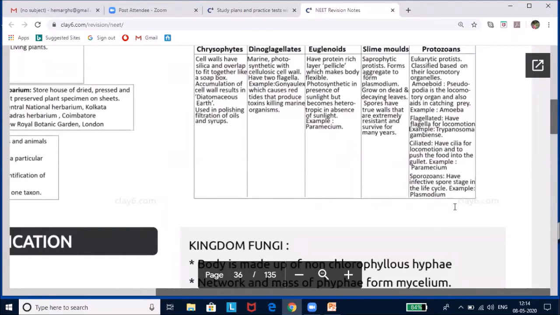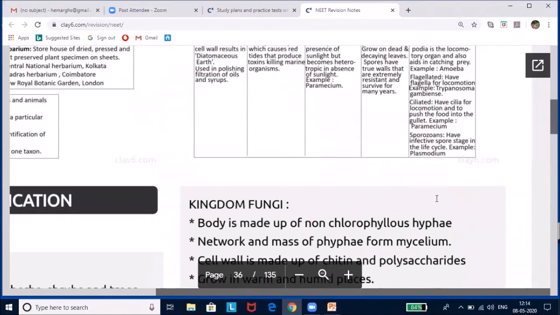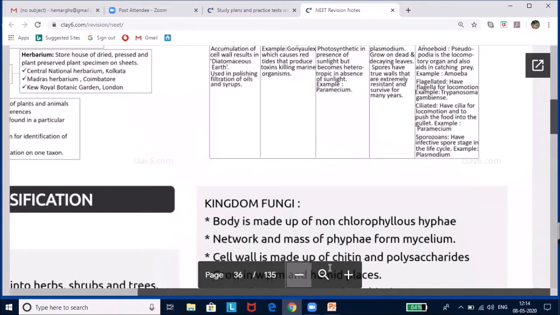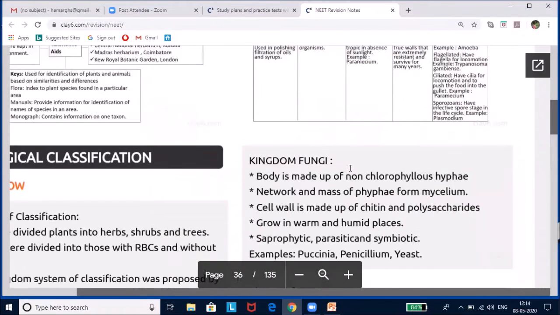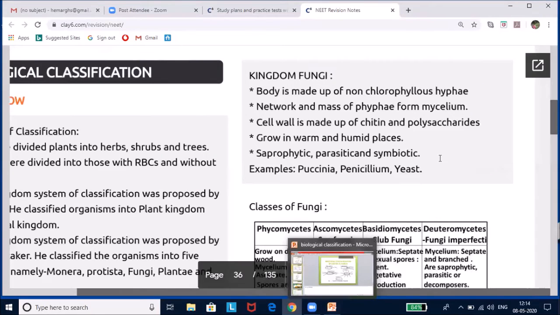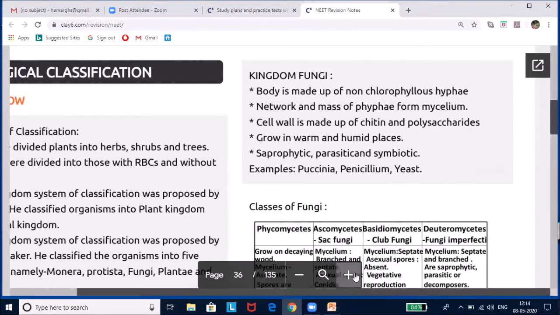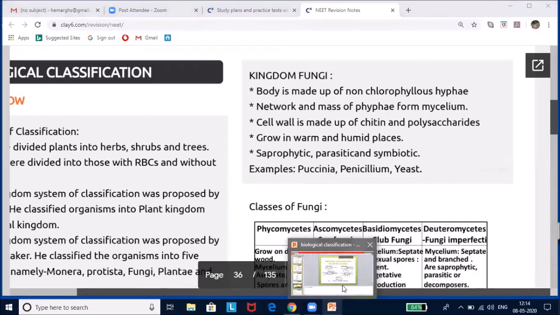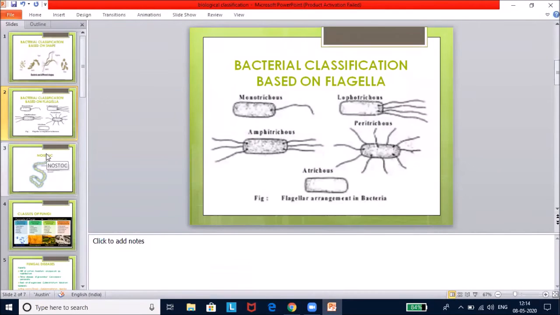Now, there are 4 important species: Plasmodium vivax, Plasmodium falciparum, Plasmodium ovale, and Plasmodium malariae. Out of this, Plasmodium falciparum causes malignant tertian malaria, which is very, very fatal. Now, we have seen kingdom Monera and kingdom Protista. Now, let us look into kingdom fungi. But before that, let me show you one slide on nostoc.